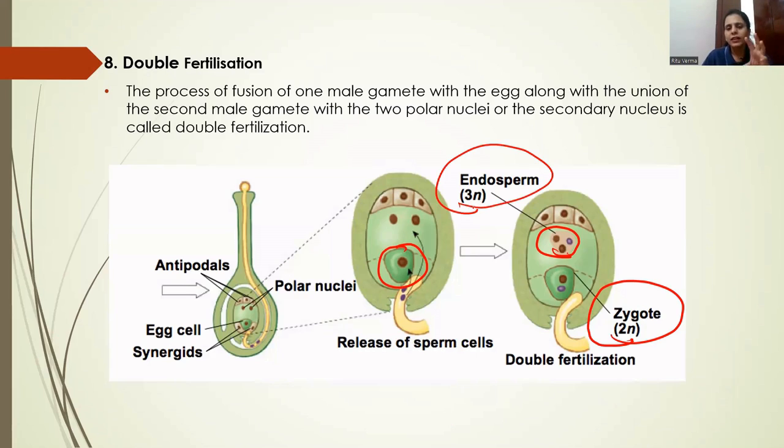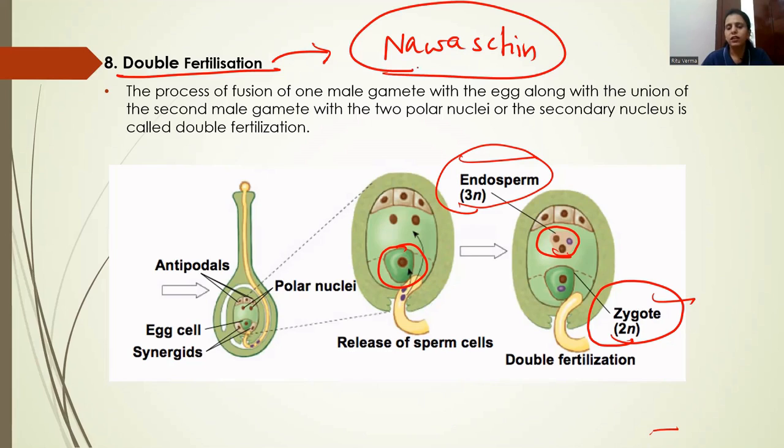As the process of fertilization takes place inside the female gametophyte twice, this is called double fertilization. Double fertilization results in the formation of the diploid zygote and the triploid endosperm. This process of double fertilization in flowering plants was discovered by a botanist whose name was Navaschin.